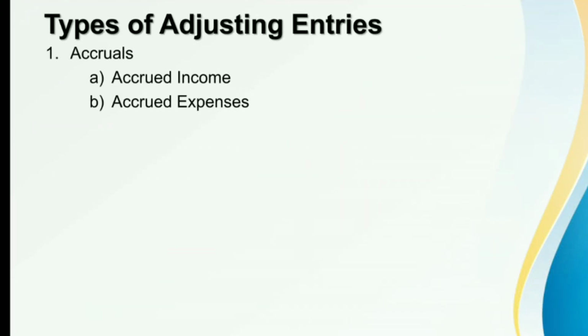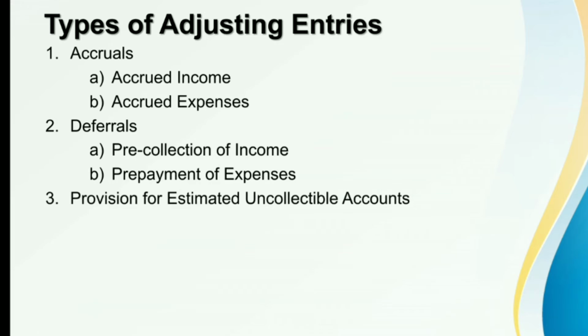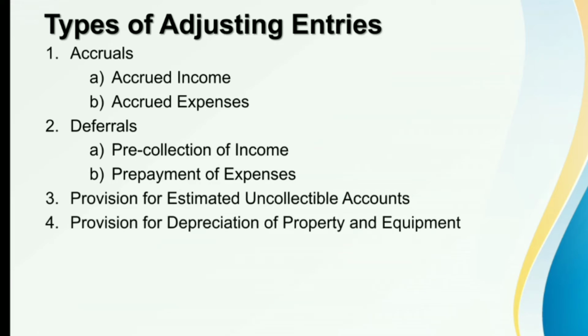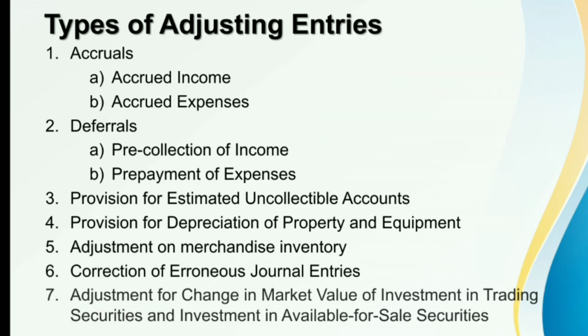And here are the types of adjusting entries. So we have first the accrual. It consists of the accrued income and accrued expenses. Then we also have deferrals, pre-collection of income and prepayment of expenses. And then 3, we have provision for estimated uncollectible accounts. And then 4, provision for depreciation of property and equipment. And then 5, adjustment on merchandise inventory. 6, correction of erroneous journal entries. And 7, adjustment for change in market value of investment in trading securities and investment in available for sale securities.